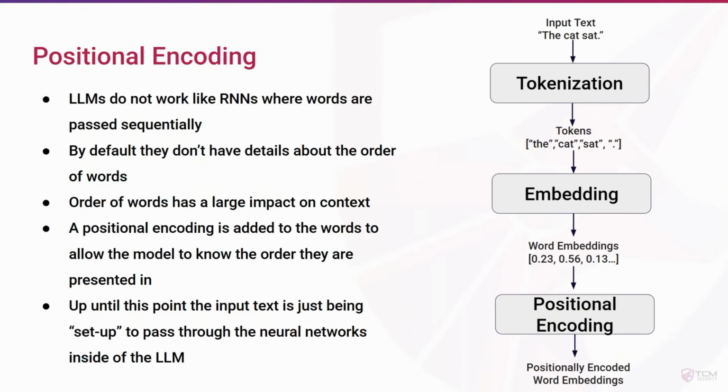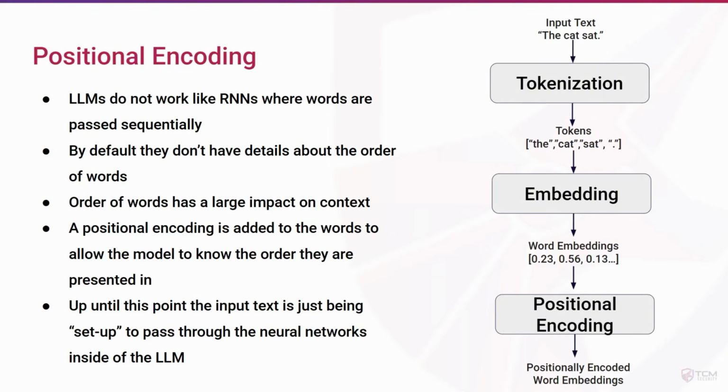After this, we do positional encoding. Since LLMs are just looking across all of the words, they don't work sequentially like an RNN. By default, they won't have details about the order of words. However, the order of words has a large impact on context. So a positional encoding is also added to the words, which allows the model to know the order they are presented in, because of course this can have a big impact on context.